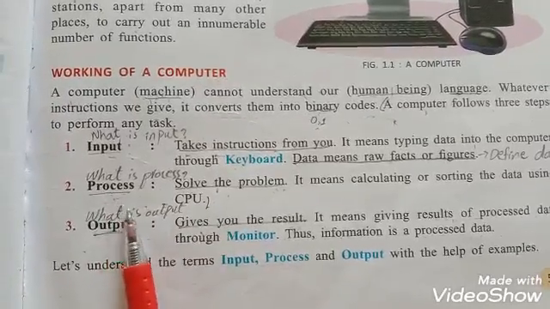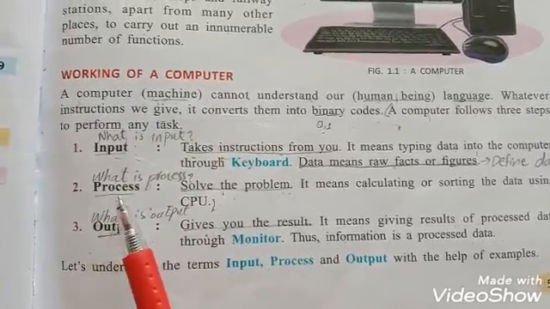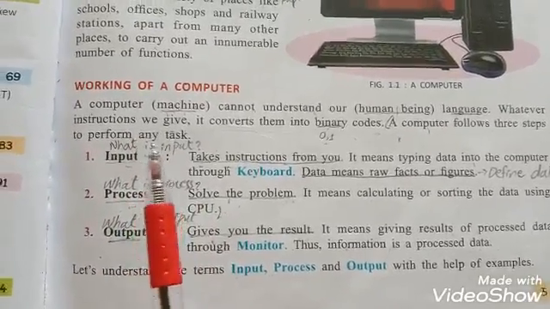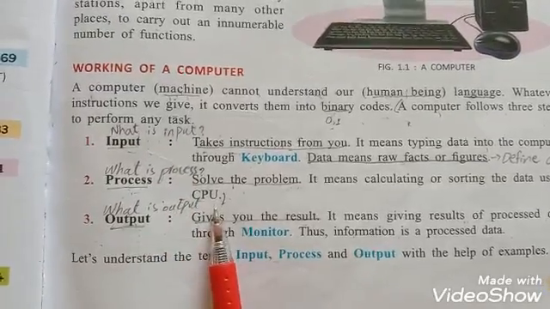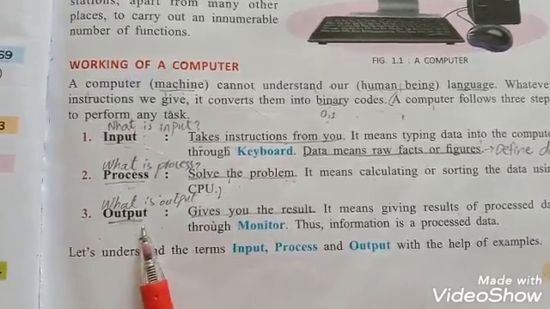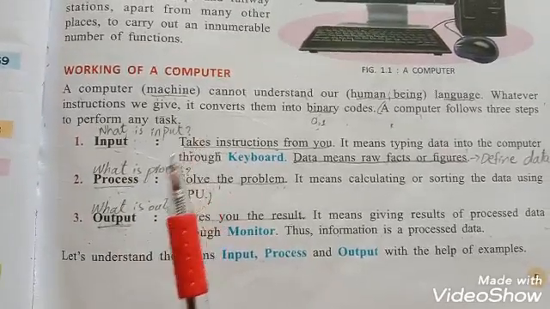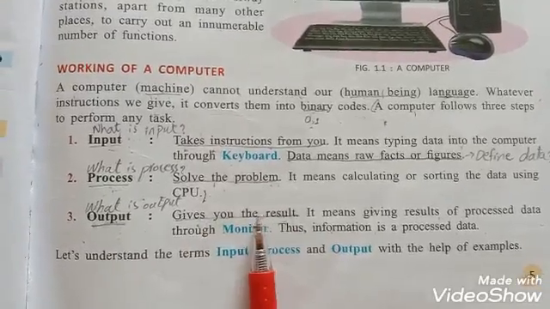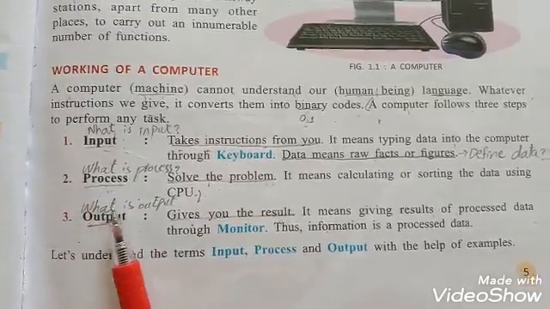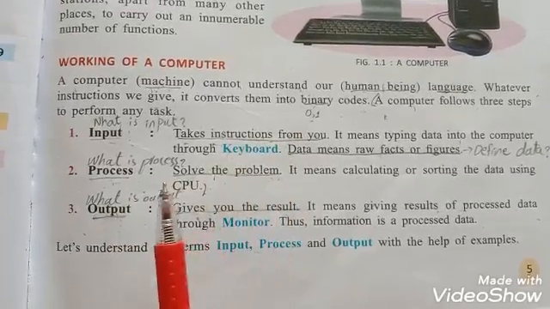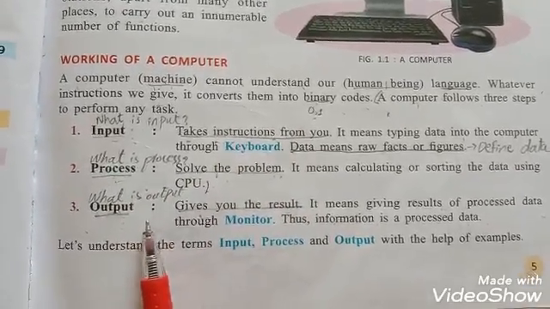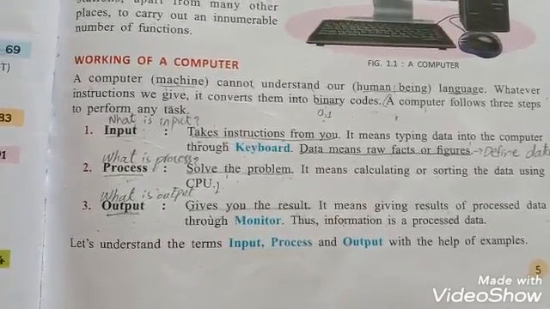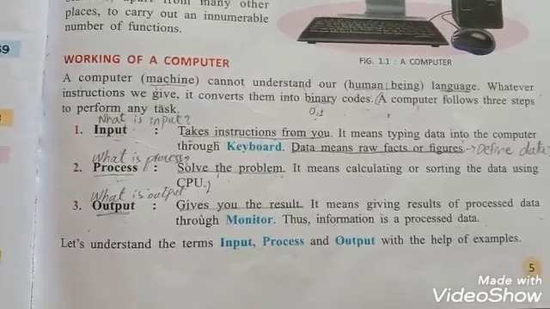Second is process. Process means solving the problem, making calculations or sorting the data using the CPU. Last one is output. Output is anything given by the computer in the form of results. It means giving the result of processed data on the computer screen, and the processed form of data is called information.